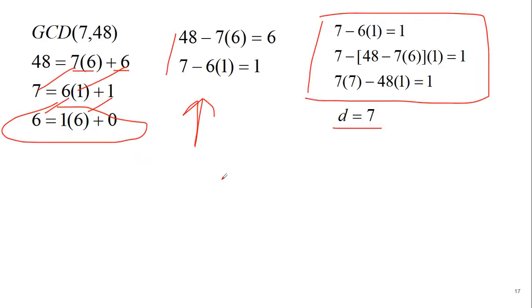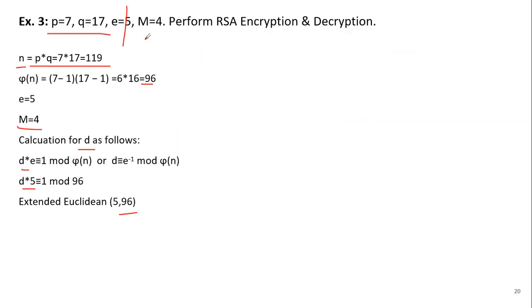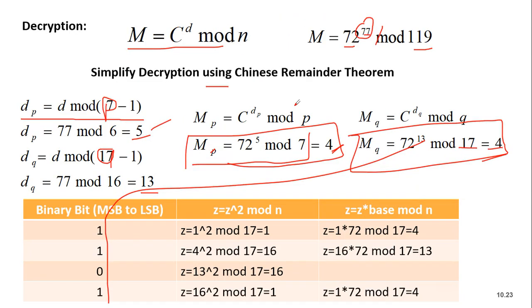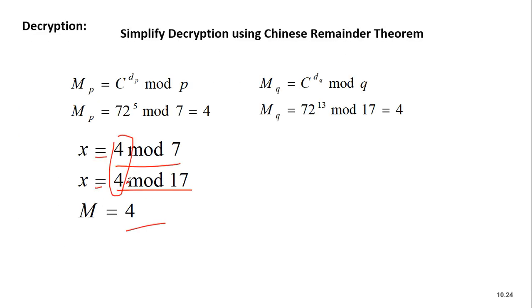So this is the way that m equal to 4 gets converted to 72, and 72 again gets converted to 4. In this way we can solve the problem.